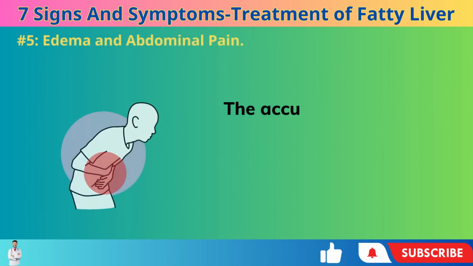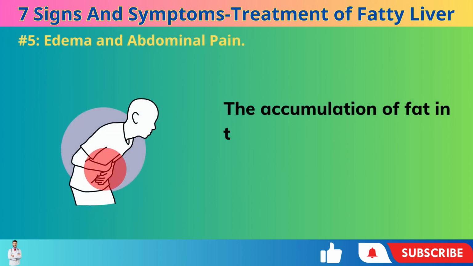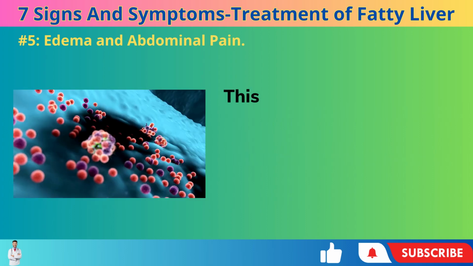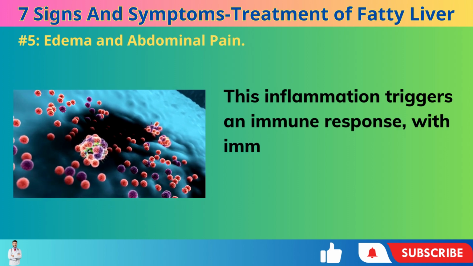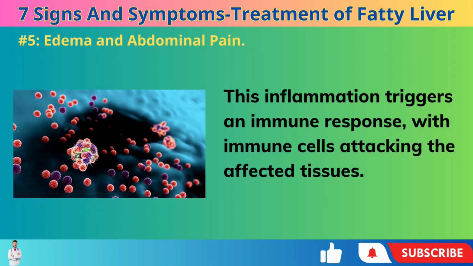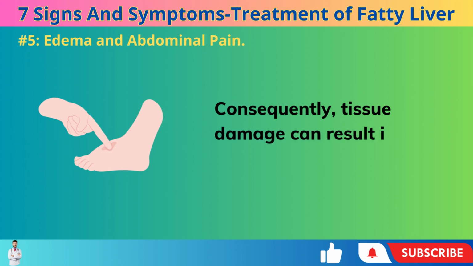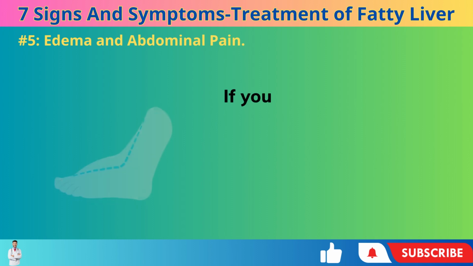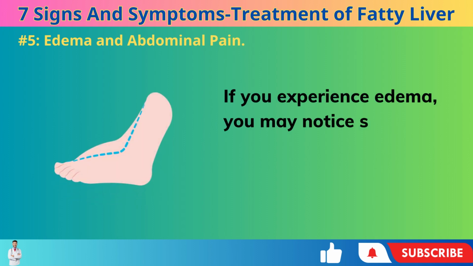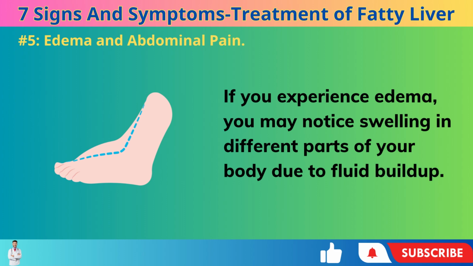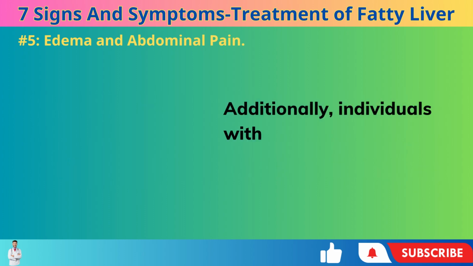Number 5. Edema and abdominal pain. The accumulation of fat in the liver leads to inflammation of liver cells. This inflammation triggers an immune response, with immune cells attacking the affected tissues. Consequently, tissue damage can result in fluid retention, leading to edema. If you experience edema, you may notice swelling in different parts of your body due to fluid buildup.